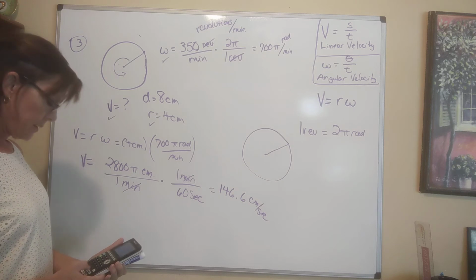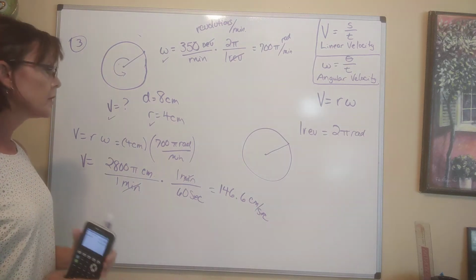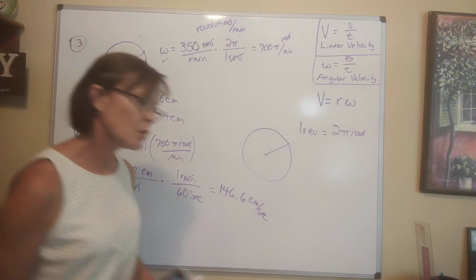Pi divided by 60 gives me 146.6 centimeters per second. All right, so we have 2 more problems.